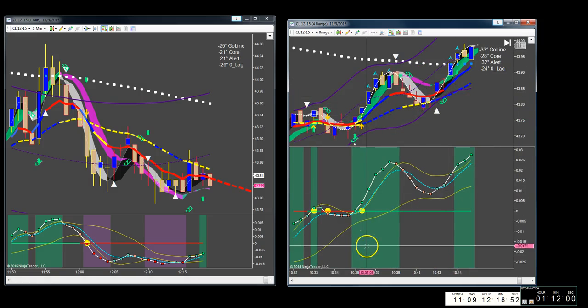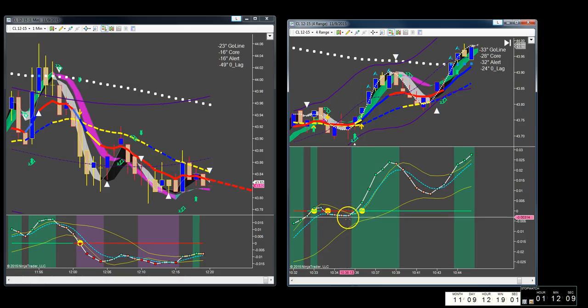Yeah, I'm not sure I understand. So what's the yellow dot generated by, what line crossing what line? The yellow dot is generated by the MACD crossing the zero line. The zero line of the MACD. I understand. Okay. So it's basically indicating a shift from one side to the other. Yes. Got it. Okay. Thank you. But it also correlates with an 8 EMA cross every time. Okay. The core cross. Got it.